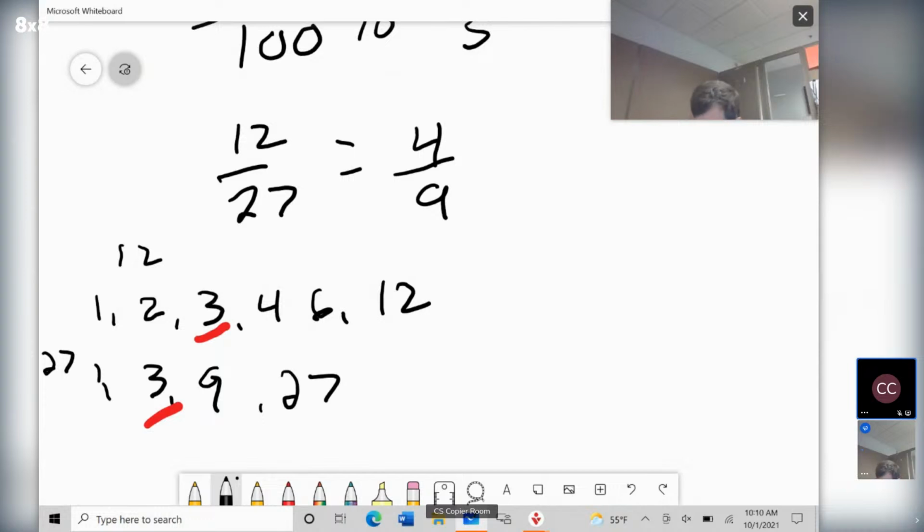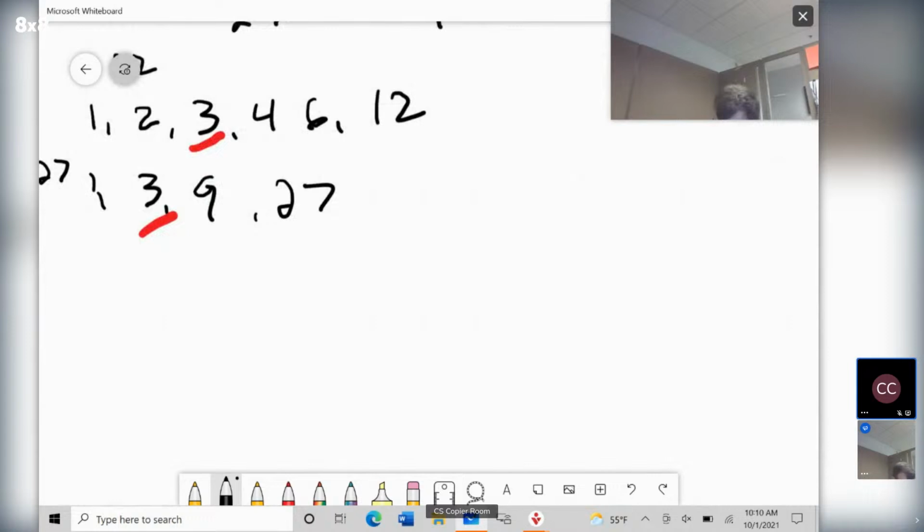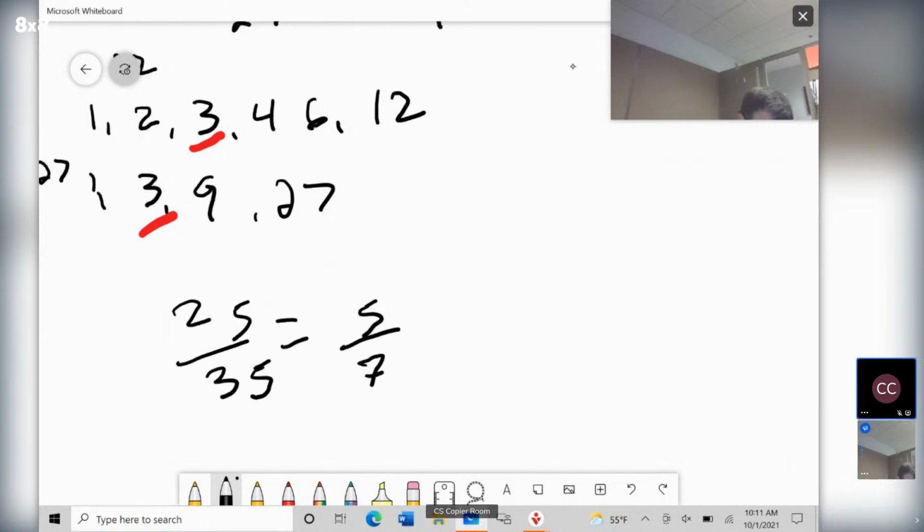Okay. We'll do one more here. Let's do 25/35. This one, hopefully you're familiar with your 5s. If you go 5, 10, 15, 20, 25, 30, 35, we're going to know 5 is basically the greatest common factor of both 25 and 35. And we're going to look and go, okay, so 5 goes into 25 5 times, then it goes into 35 7 times. This fraction reduced is 5/7.